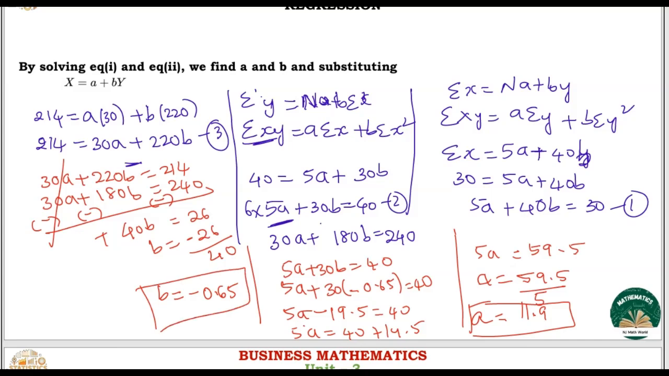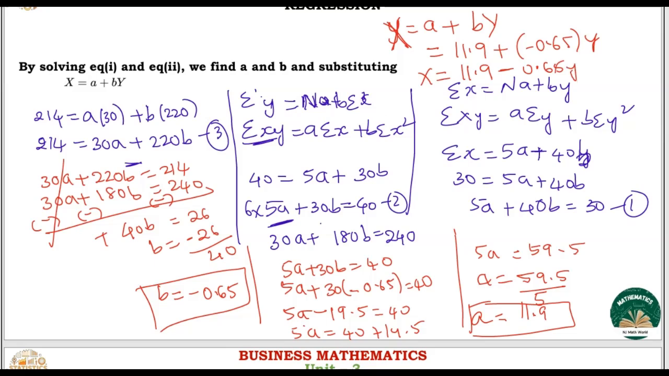So the equation of x on y will be x equals a plus by. We are finding for x, so x equals a plus by, where a is 11.9 and b is minus 0.65. So x equals 11.9 minus 0.65y will be the required equation of x on y.